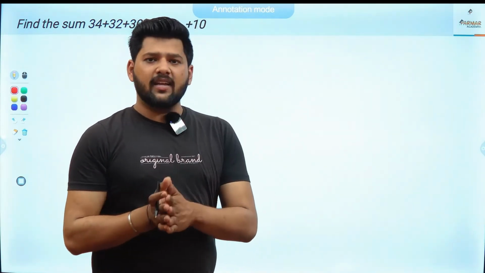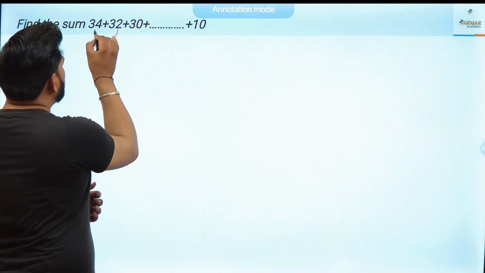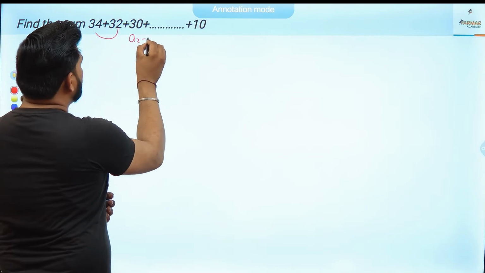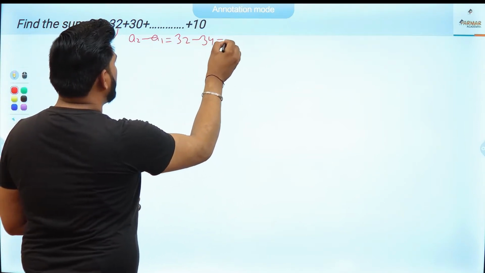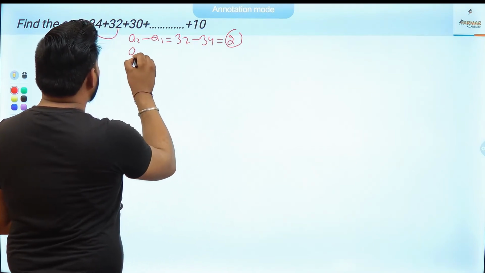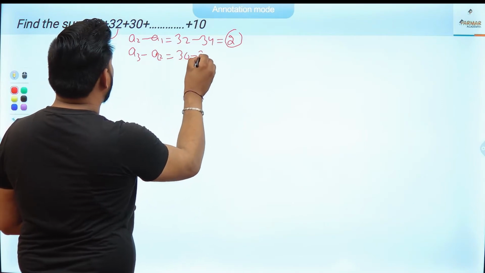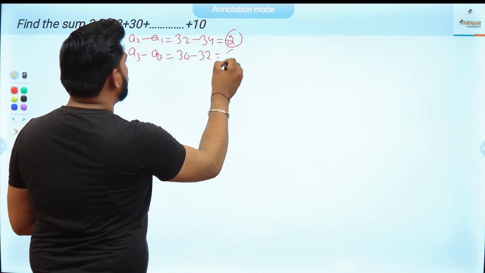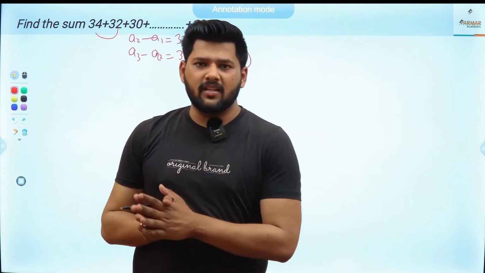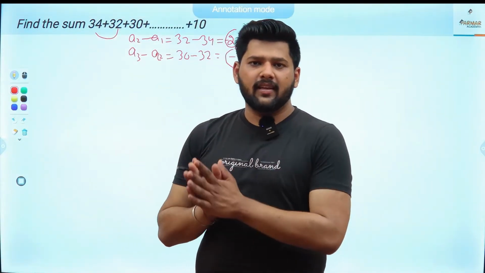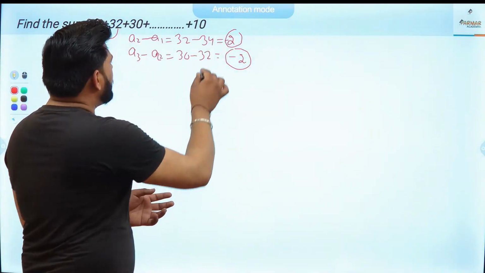First of all, we will check whether this is an AP or not. Very easy. The difference between these two terms, second term minus first term, 32 minus 34, is minus 2. The difference between the third term and second term, 30 minus 32, is again minus 2. So clearly the difference between the terms is the same, that is minus 2. So this is an AP series. Now we have to find the sum of this series, and 10 is the last term.